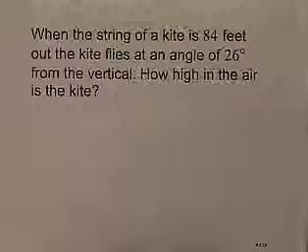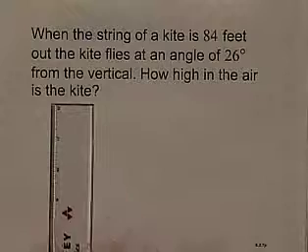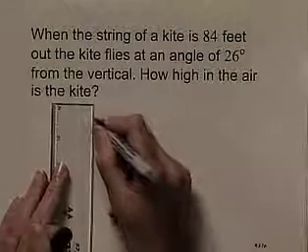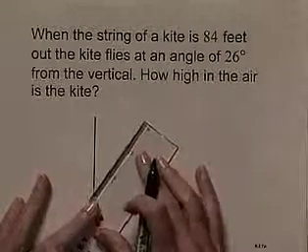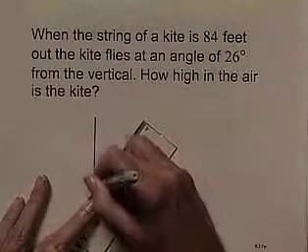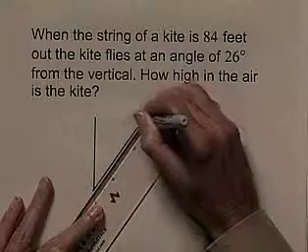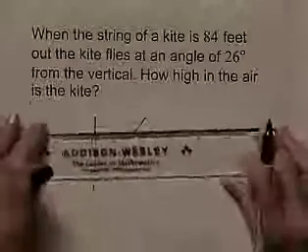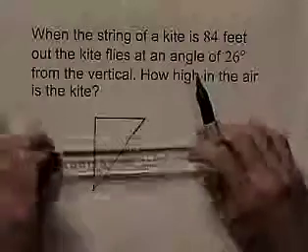Now, let's look at the solution together. We're going to begin by drawing a picture. Here we're told that we have a kite which is flying, and we're told the angle from the vertical. So let's begin by drawing a picture where we draw the vertical. We're going to then draw what would be the string of the kite, and we're trying to find out how high that kite is in the air, so we're interested in finishing this off as a right triangle.